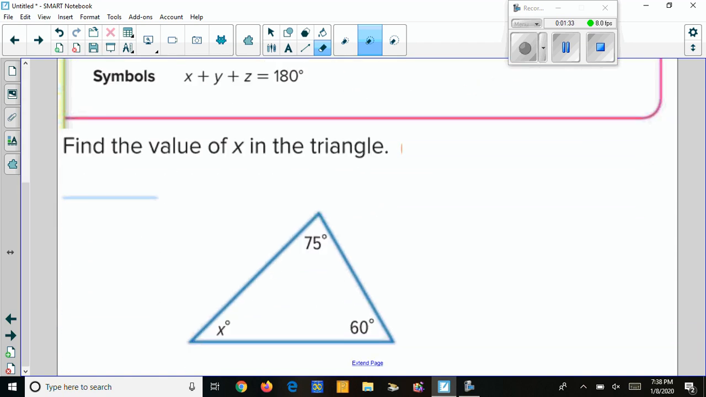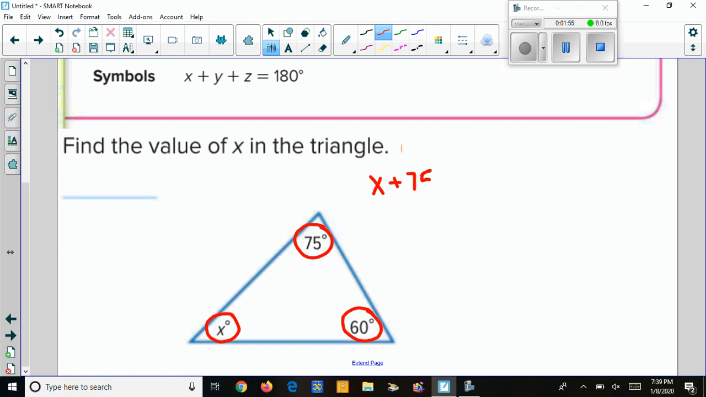So here's an example that says find the value of x in the triangle. The triangle has 3 angles, x, 75, and 60. And as stated above, if I add them together, they will equal 180 degrees. Now that I have created this equation, I am going to work it out.